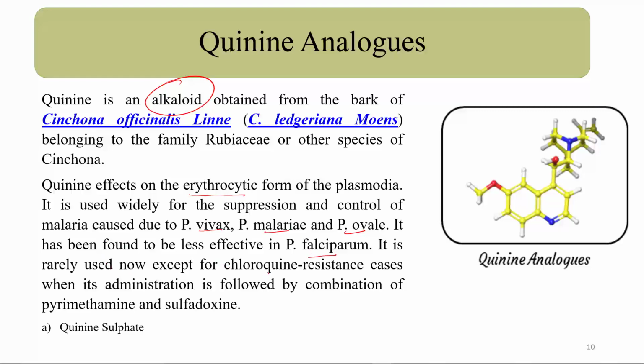It is used except in chloroquine resistance cases, when its administration is followed by the combination of pyrimethamine and sulfadoxine. There's only one drug in this category. Here we have a list of one drug: quinine sulfate.